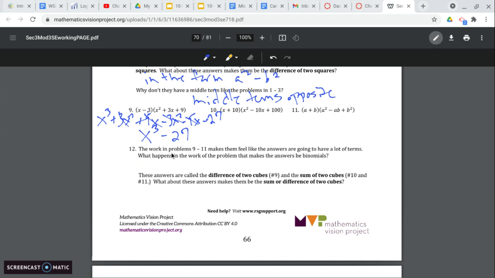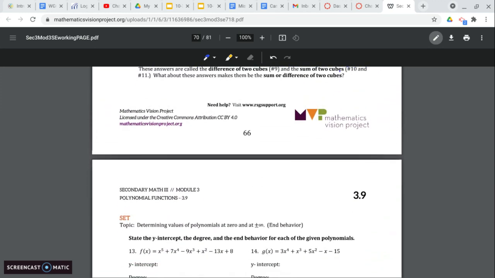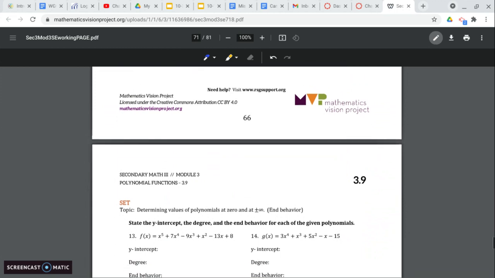So in 12, the work in problems 9 through 11 makes them feel like the answers are going to have a lot of terms. What happens in the work of the problems that makes the answers be binomials? Several terms are opposites. So they cancel out. All right. Don't forget to answer this last part here. What makes them a difference of two cubes? Think back to a difference of two squares to explain yourself.